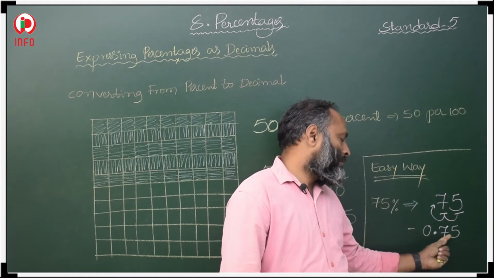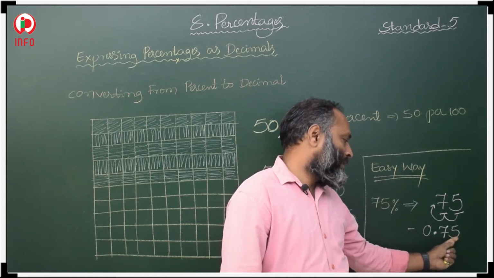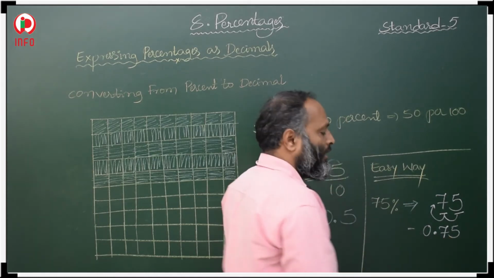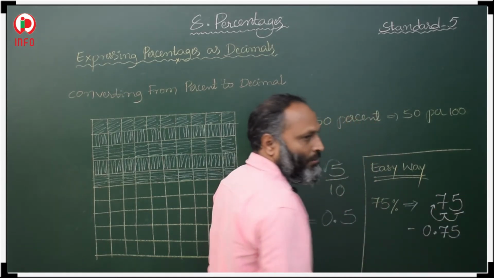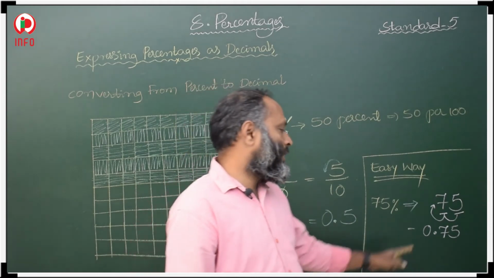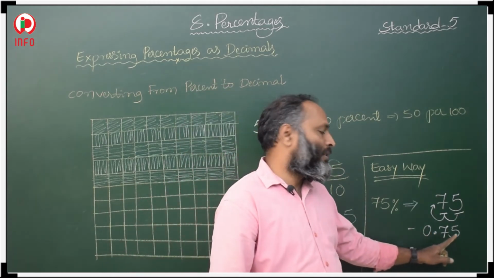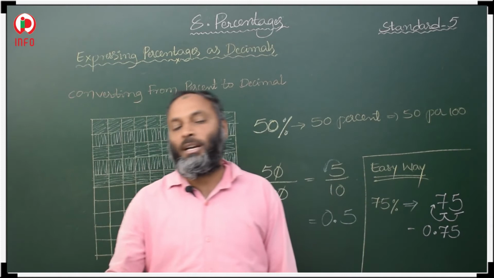These 2 digits, 5 and 7, from right to left. From right to left we have to count 2 digits and keep a decimal. So 0.75, this is the method to keep a decimal.